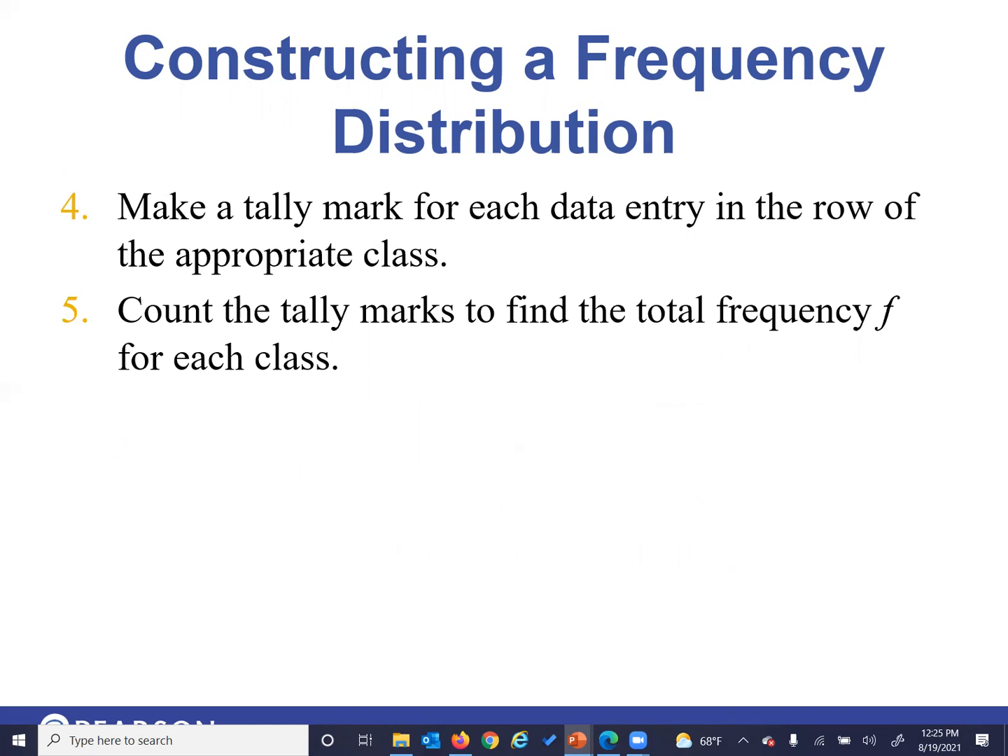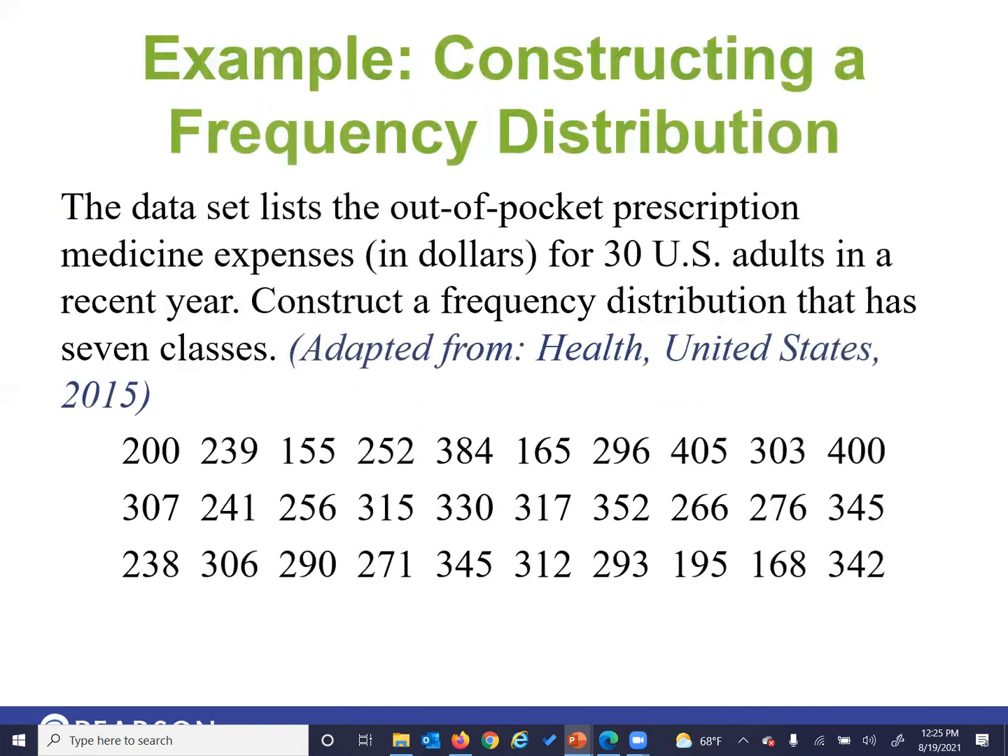Again, a lot of busy work. Let's go through it. So here's our data set. You don't need to write it down, just think with me here. This data set lists out-of-pocket prescription medical expenses in dollars for 30 US adults, like $200, $239, $155. It's a little survey.